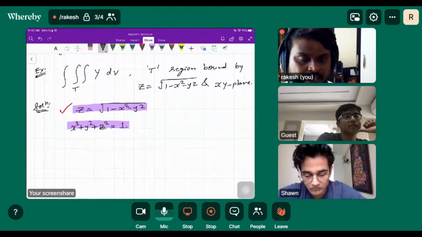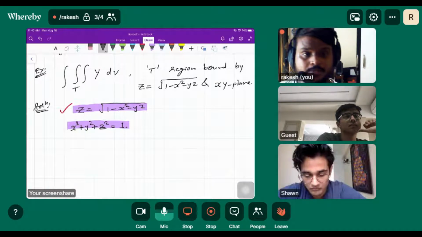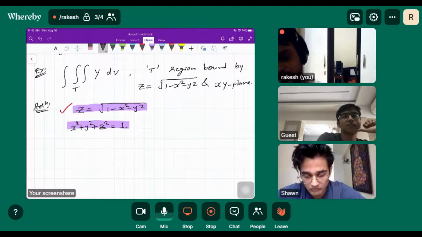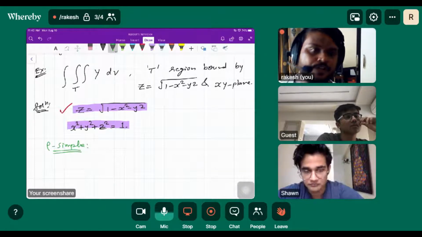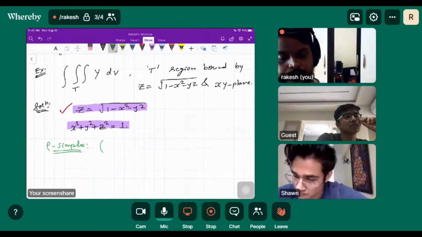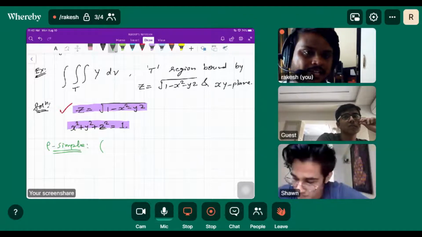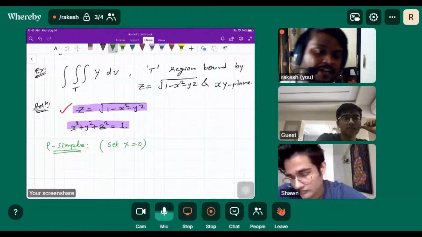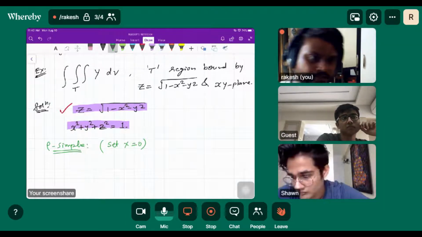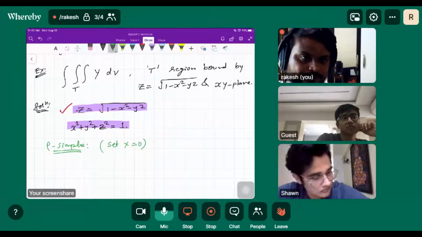Okay, now the very first thing is we have to draw the region, right? We have to understand what would be the rho simple here, right? What would be the rho simple? So to find out rho simple, what we do, we set x is equal to 0. That's the idea where you can find out rho simple as well as phi simple by setting x is equal to 0, right?